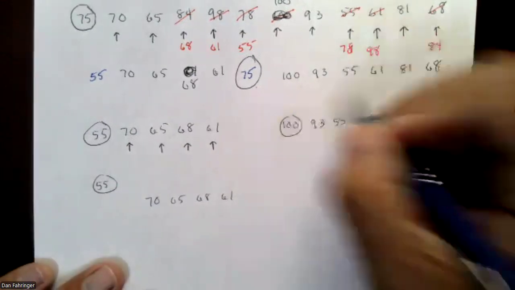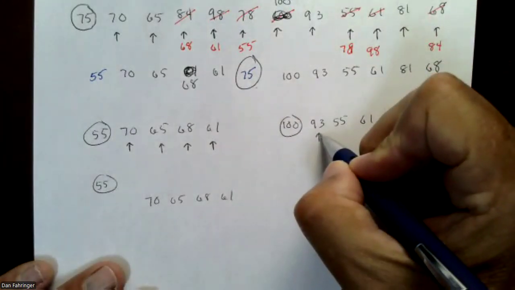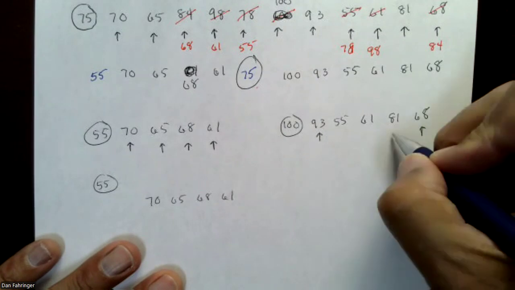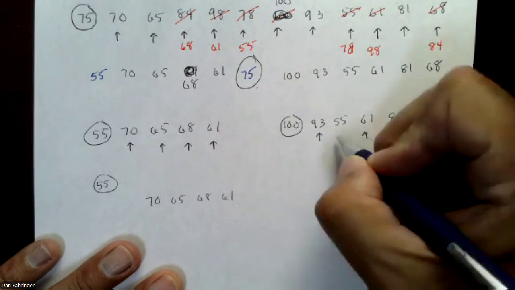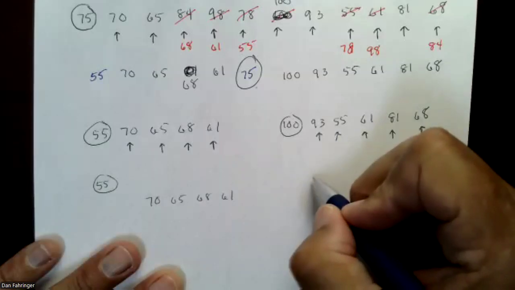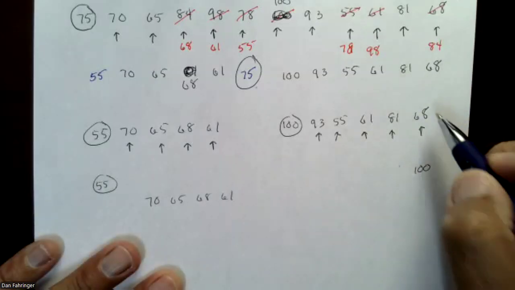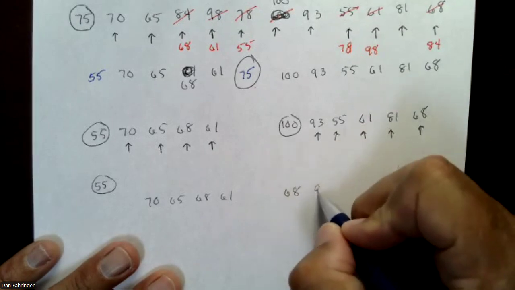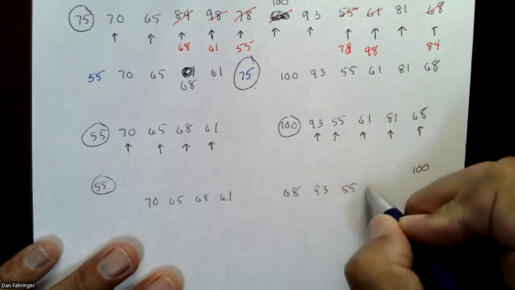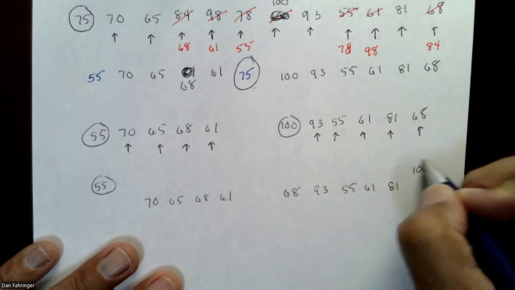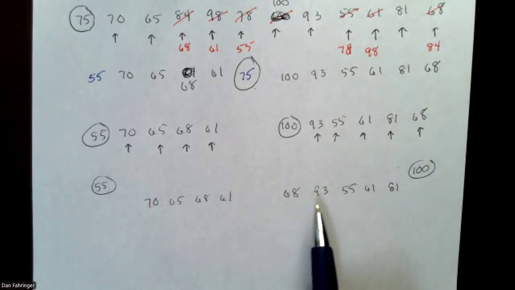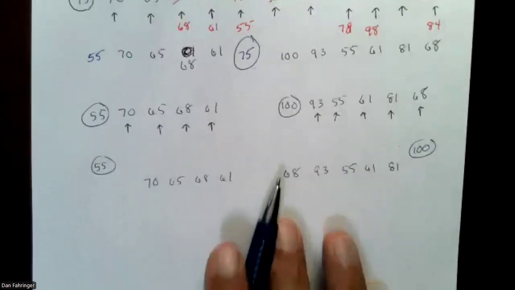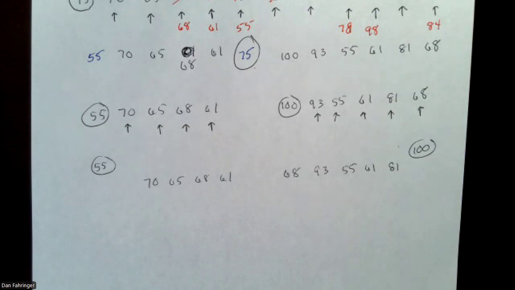I got the 100. Is it less than? Yes. So that would stay. Greater than? No, no, no, no. All of a sudden I'd have to swap out, bring the 68 to the front, 93, 55, 61, 81. I do have an array left on the left, nothing on the right, but I would keep calling and keep going.